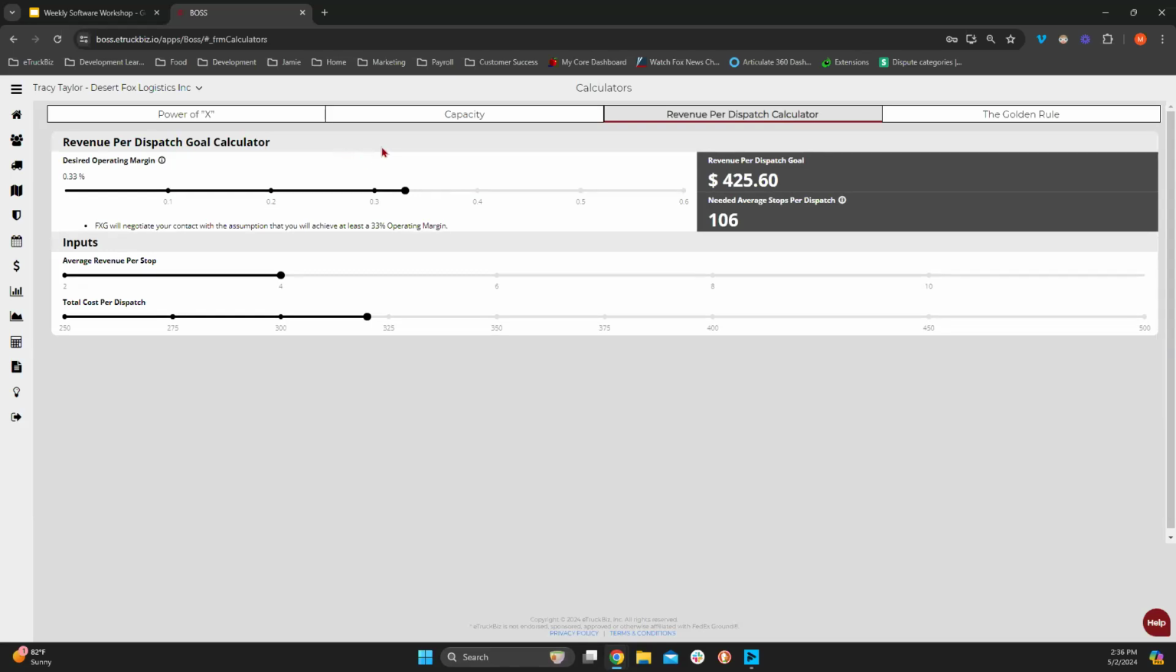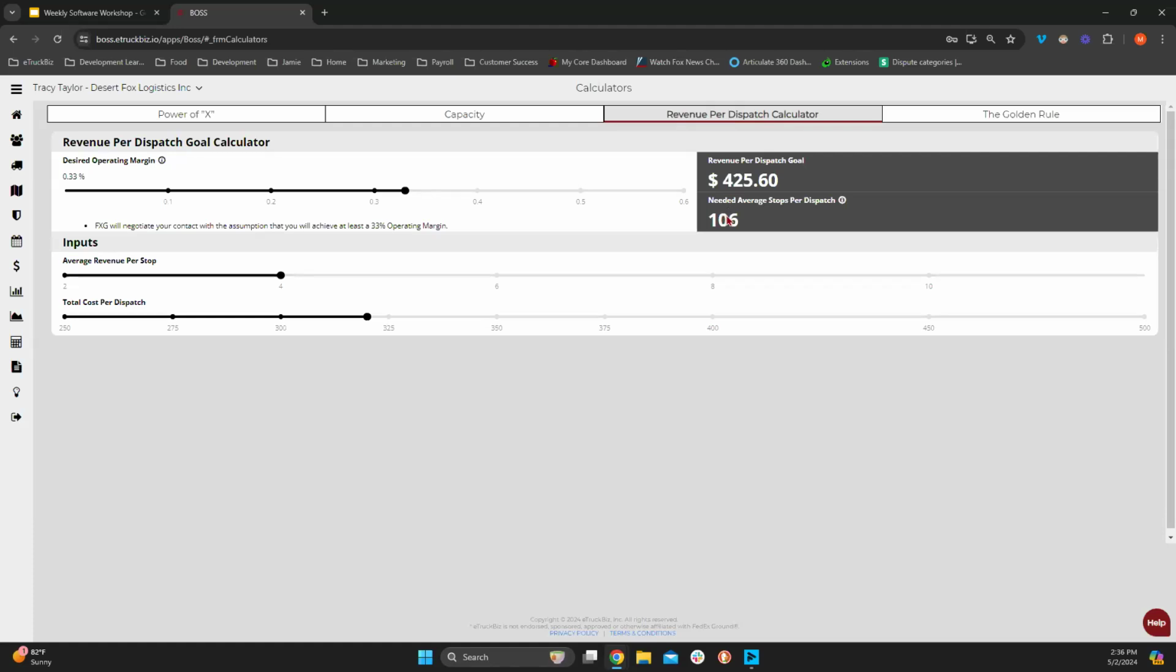So the revenue per dispatch calculator, you're setting your revenue per dispatch goal. We've talked about this probably, I want to say, the last 2 weeks on Tuesday's webinar. We know that we've been talking about what's your average stops per dispatch goal. You can connect the revenue per dispatch calculator to the same exact number.